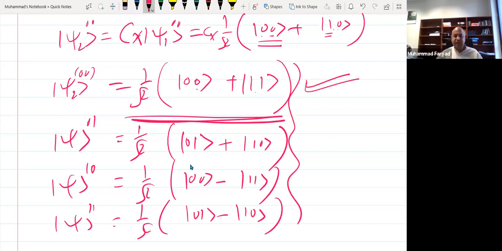So we can prepare these 4 Bell states, and in the lab session today, I will be implementing this circuit and showing you how this superposition state is being prepared. So any question on the preparation of Bell state circuit or algorithm?